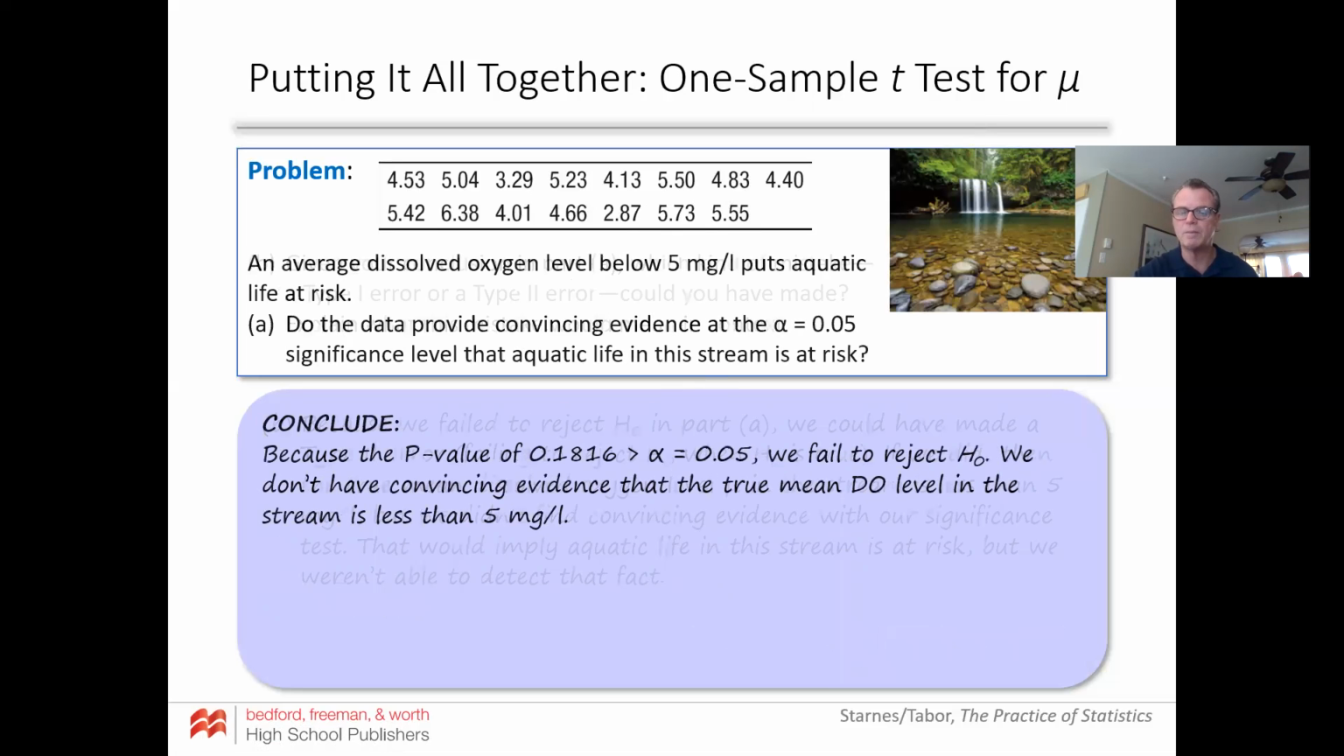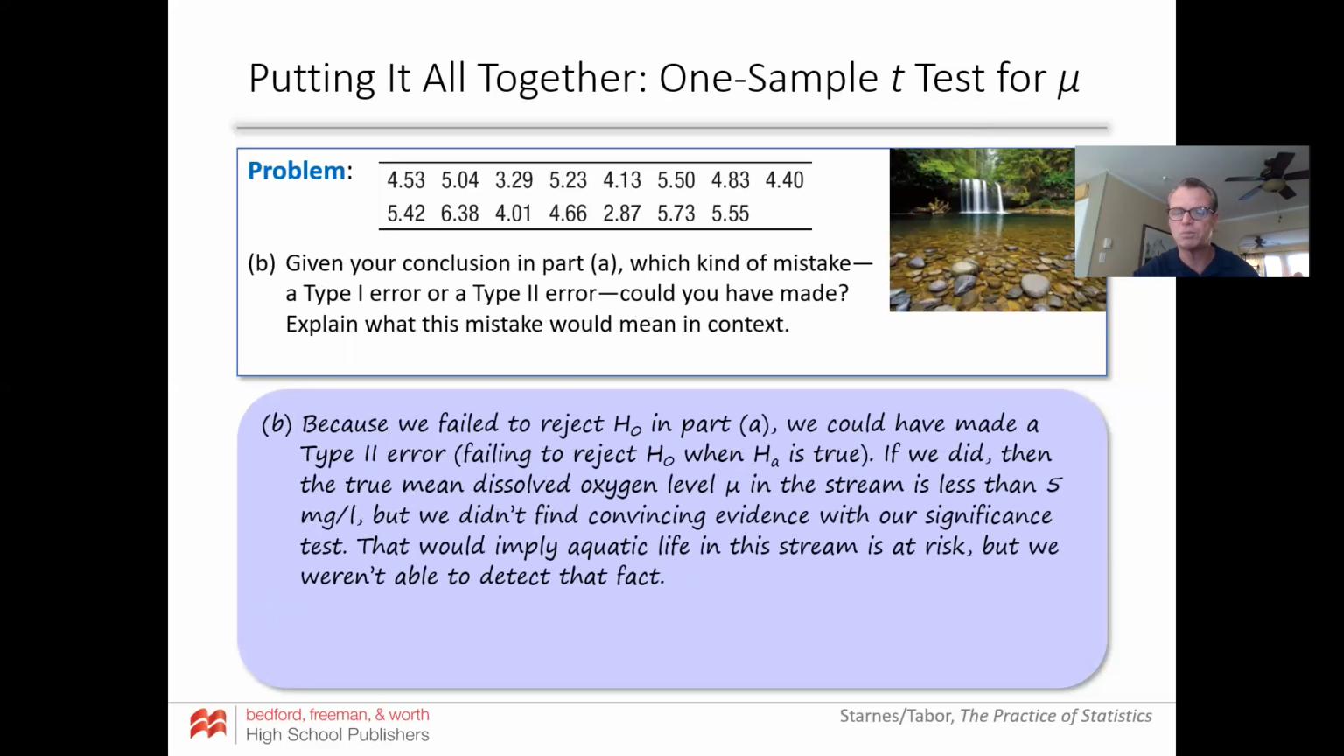Now, what kind of error could we make? So think about this. What did we do? We failed to reject. That's where the F2R is helpful. You failed to reject the null, so you could have made a type 2 error. We can't get that wrong. The only way you can make a type 2 error is if you fail to reject the null. If you reject the true null, that's a type 1 error.